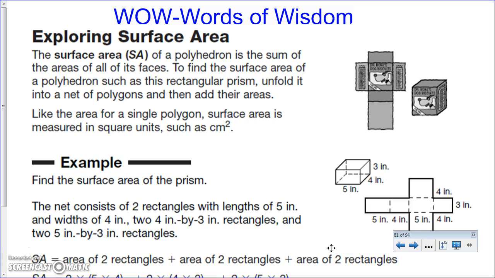Exploring surface area. The surface area of a polyhedron, a three-dimensional figure, is the sum of the area of all its faces. To find the surface area of a polyhedron, such as this rectangular prism to the right, unfold it into a net of polygons and then add their areas. Like the area for a single polygon, surface area is measured in square units, such as centimeters squared.